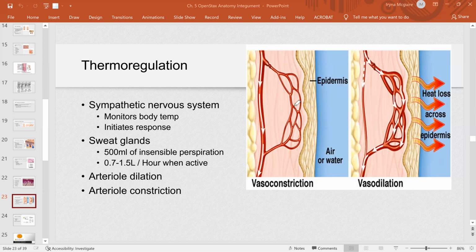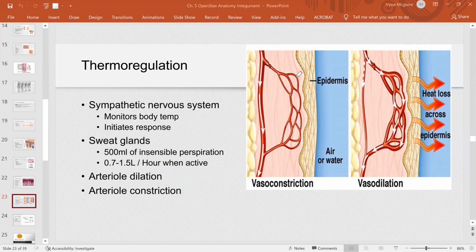So that's one way. Another way, you will increase production of sweat. Remember, we just said you produce about 500 milliliters of insensible perspiration. When you need to increase perspiration, you can produce 0.7 to 1.5 liters per hour when your sweat glands are active. And sweat glands are also activated by the sympathetic nervous system. So either you need to produce more or less sweat.